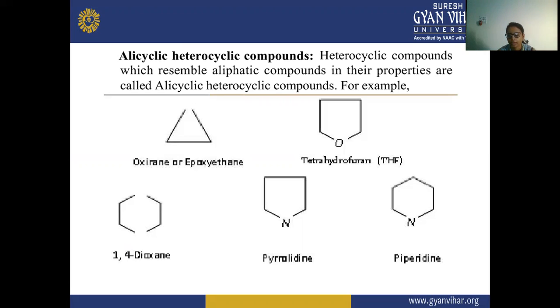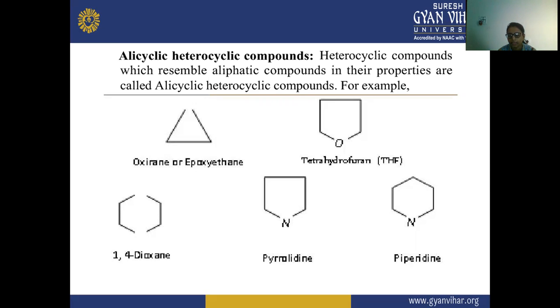In the alicyclic heterocyclic compounds, the heterocyclic compounds which resemble aliphatic compounds in their properties are called alicyclic heterocyclic compounds. For example, oxirane or epoxyethane, and next is tetrahydrofuran. Here you can see they have single bonds, but the heteroatoms are attached to them. That is why they are known as alicyclic heterocyclic compounds.